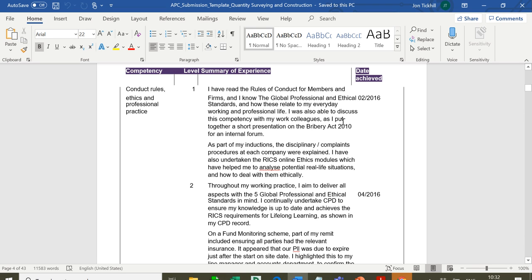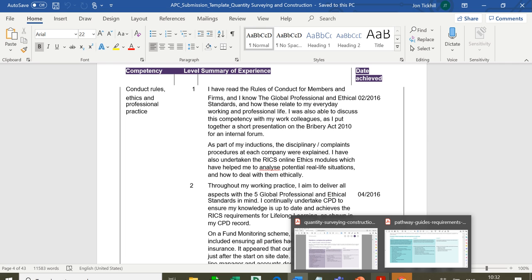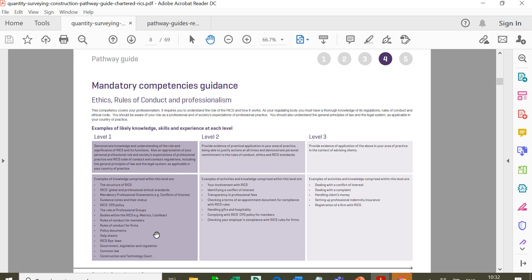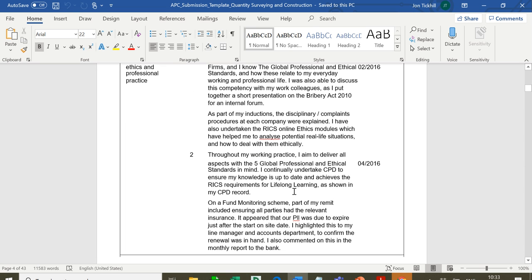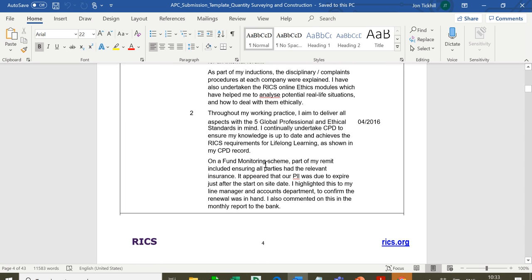They've also referred to the Bribery Act 2010 there, which again, if you go back to the guide, it does refer to having an understanding of common law in place. So again, that's a direct match to what the RICS are looking for at level 1. So I think the candidate in this case has done a really good job there of addressing the level 1 experience that's needed.